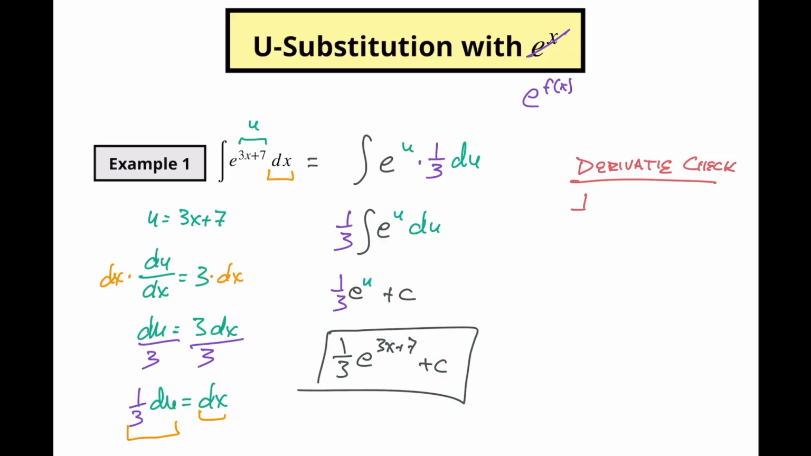So I'm going to take 1/3 e to the 3x plus 7. If I take the derivative of this, the constant just comes down. I take the derivative of the outside function, e to the 3x plus 7, so that's just e to the 3x plus 7, and then I take the derivative of the inside of this function, which is times 3. Well, that's nice. 1/3 and 3 simplify out, and I'm left with e to the 3x plus 7. Yay! That's exactly what I had back here. I'm good. I integrated correctly.